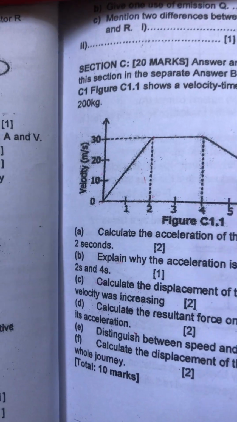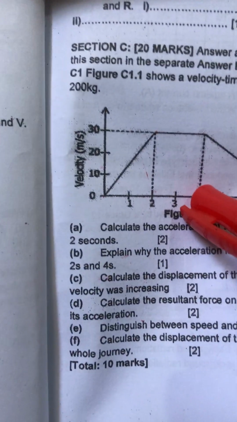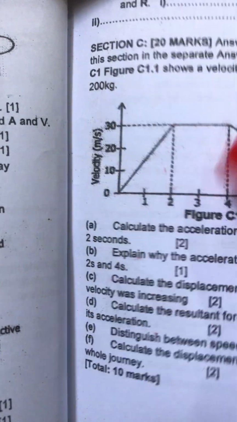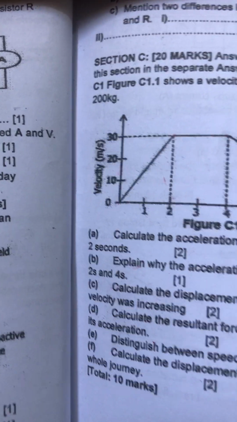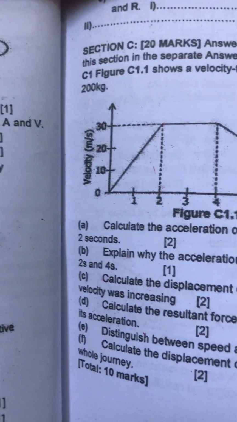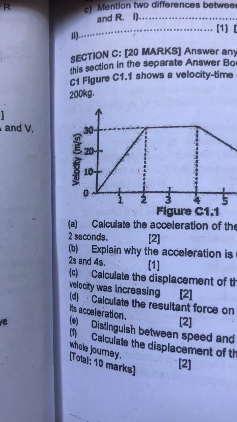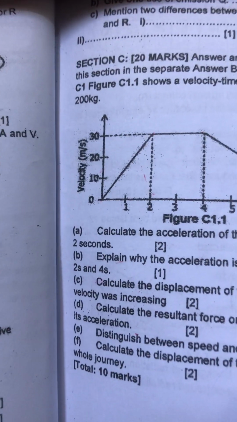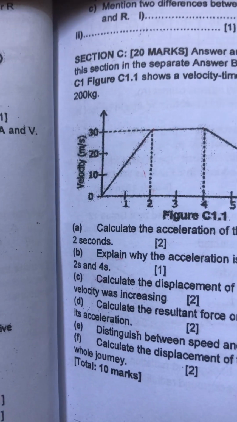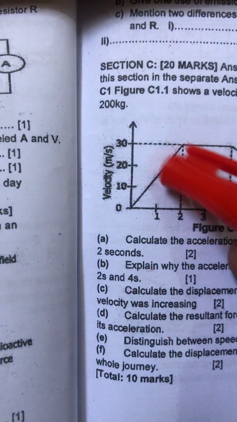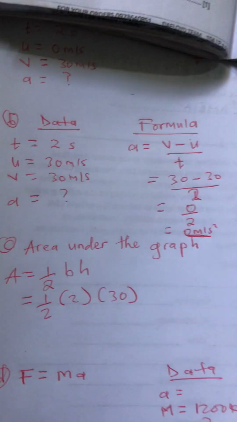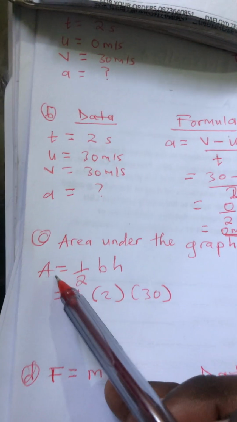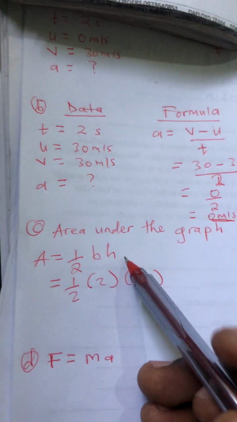If you are given a graph and then you are asked to calculate for displacement or distance, look for the shape that you have been given, and then look for the formula that you use to find the area for that shape. In this case, this is a triangle, and we know the formula for calculating the area of a triangle. It is very simple. Area is equal to half base times height.